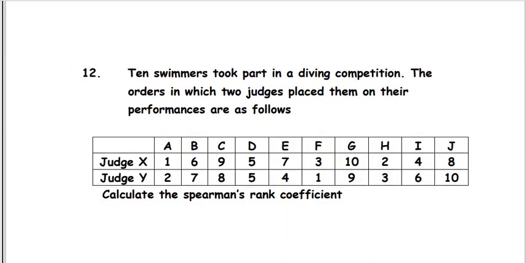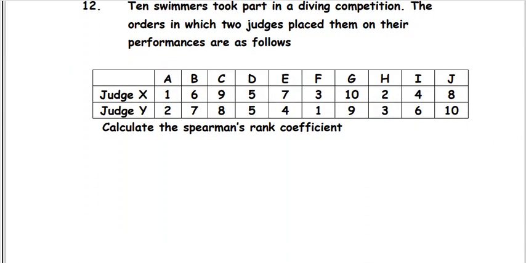And the last but not the least, 10 swimmers took part in a diving competition. The orders in which 2 judges placed them on their performances are as follows. Swimmers A, B, C, D to J, and these are the 2 judges. So you are asked to calculate the Spearman's rank coefficient.